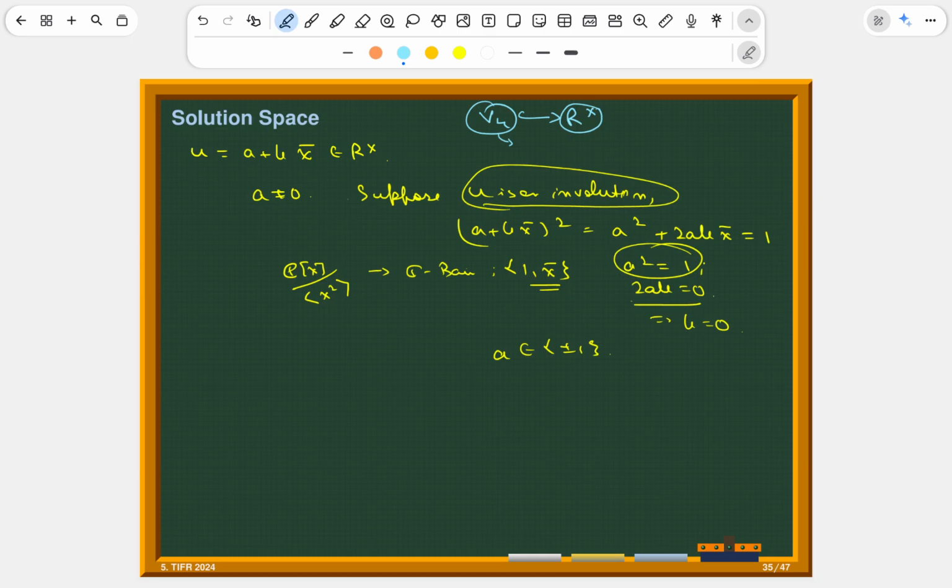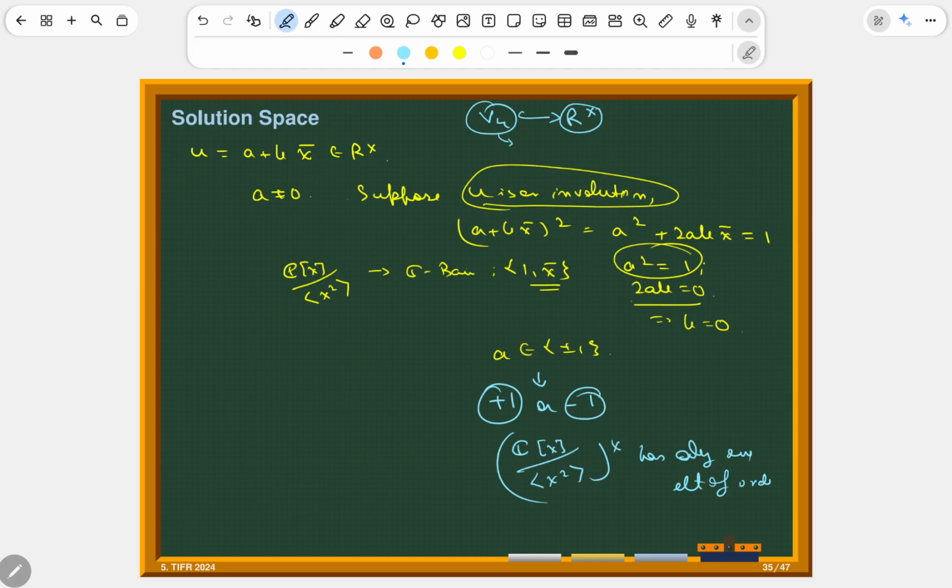Okay, so therefore the elements which are getting mapped to 1 on getting squared, that is the involution elements, we are getting only 2 possibilities, either 1 or minus 1. Now plus 1 is obviously not an element of order 2, it's rather the identity. So what we have actually seen is that Cx mod x squared cross has only one element of order 2, while for V4 to be embedded in R cross, we had to have three distinct elements of order 2. Therefore, the embedding is not at all possible.